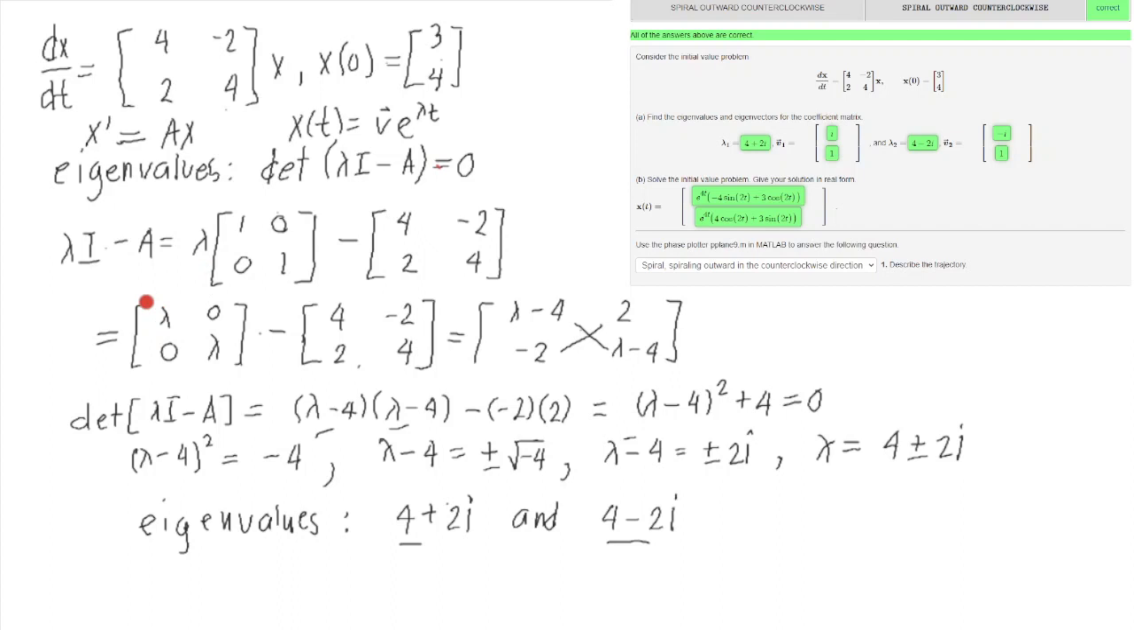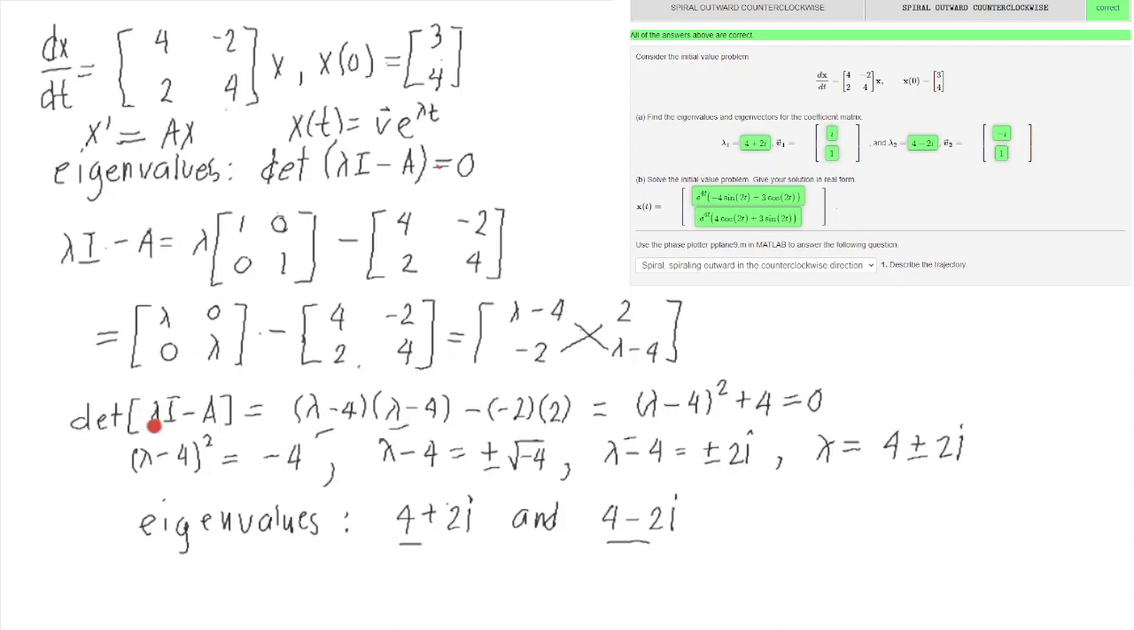We have a new matrix here: [λ, 0; 0, λ]. This is because λ times 1 is λ, λ times 0 is 0, and λ times 0 is 0, λ times 1 is λ. And then we'll subtract the coefficient matrix from λI. λ minus 4 is just λ minus 4, that's why we have it here. And 0 minus negative 2 is just 0 plus 2 or 2, and then 0 minus 2 is negative 2. λ minus 4 is λ minus 4.